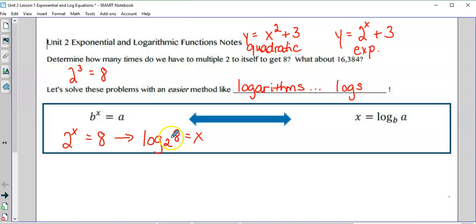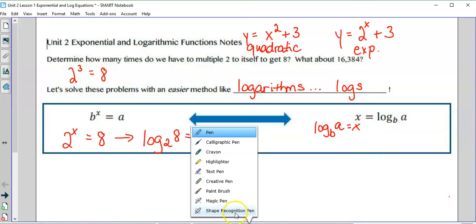You're going to have to know how to do this, and we're going to practice this in a minute. But you'll have to know how to do this in order to find those inverse functions, okay? On the other hand, if you have something like x equals log base b a, I actually like to write this the other way around. I like to write it with the log part on the right.